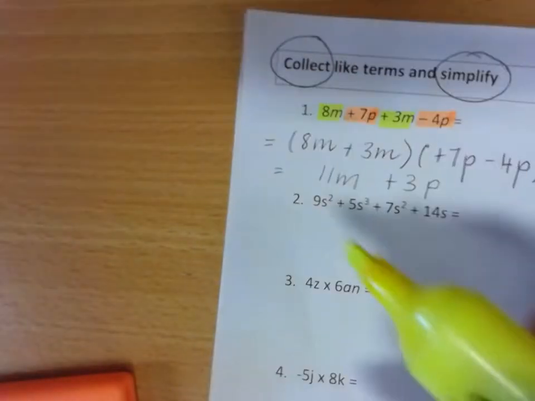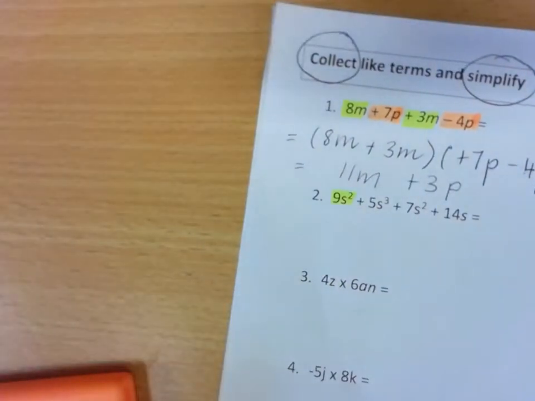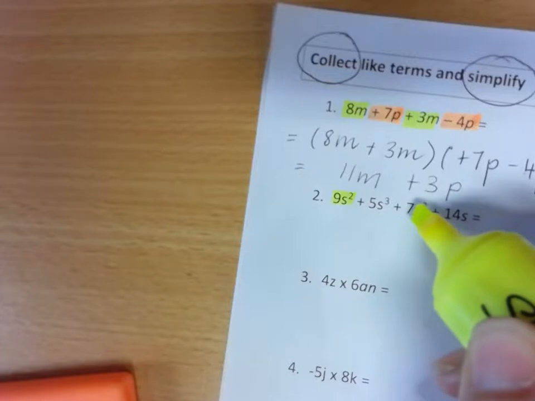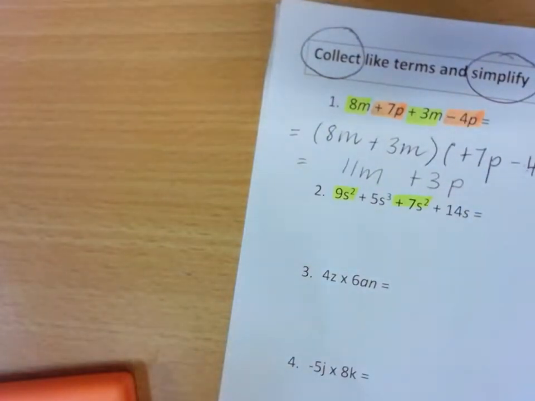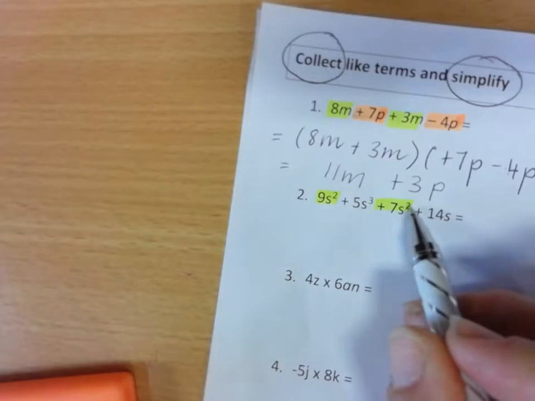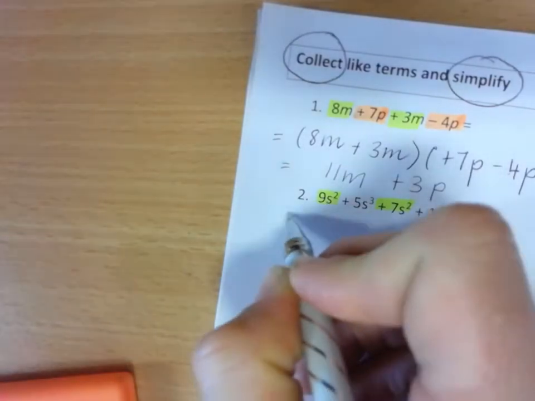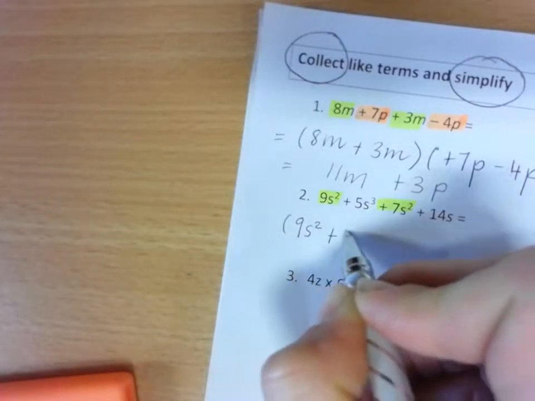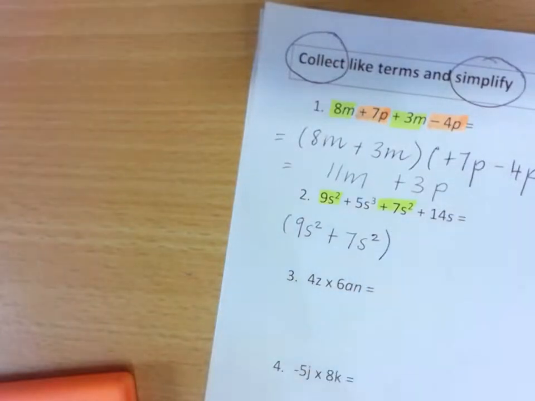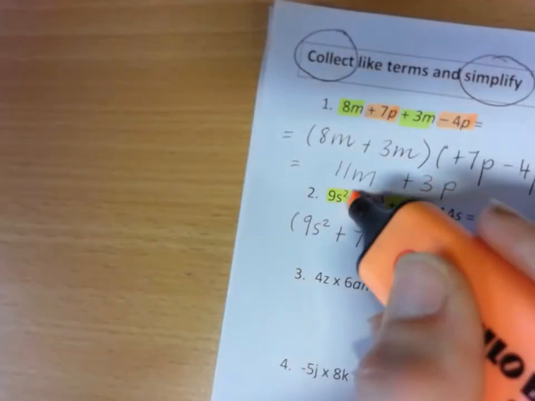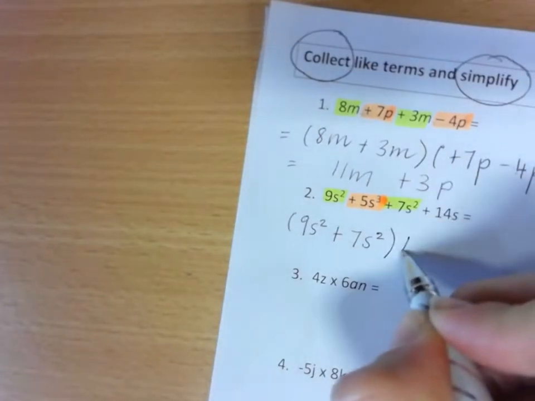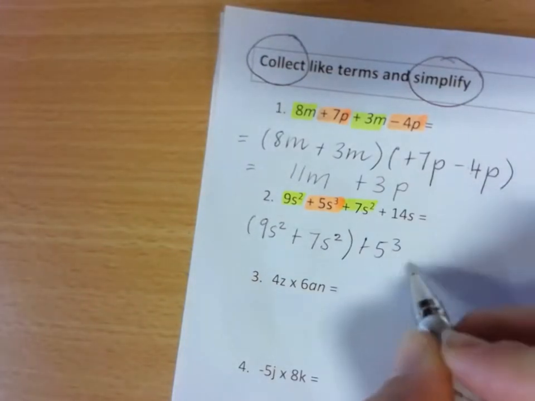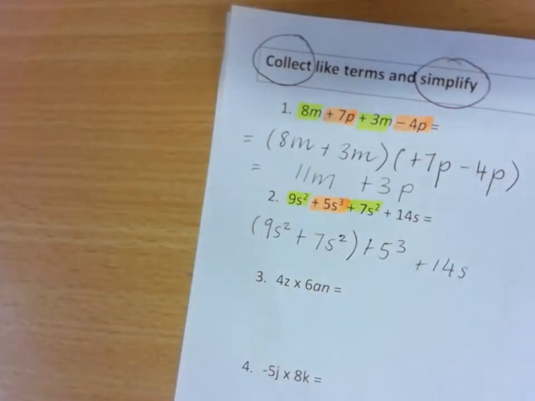Alright, remember with these ones, the power and the variable have to be exactly the same. So you've got s's all the way through, but you can only collect with the variables when the powers are exactly the same. So you've got 9s squared and you collect that plus 7s squared. So what you have left is plus 5s cubed, and that cannot go with your 14s, so they will stay by themselves.